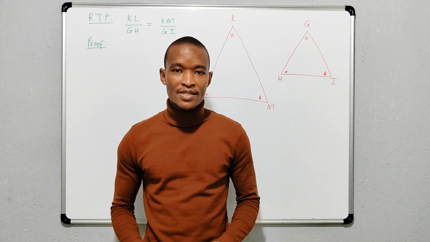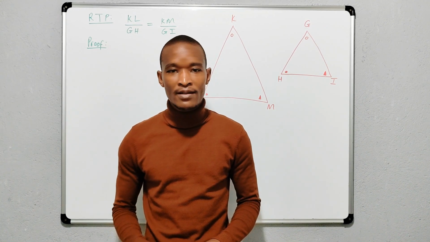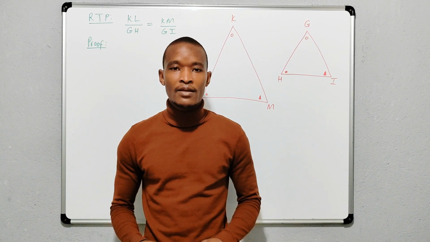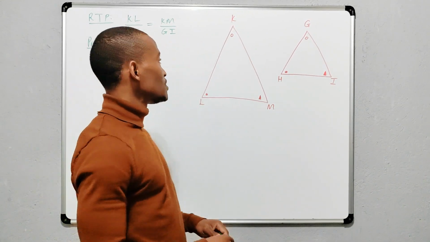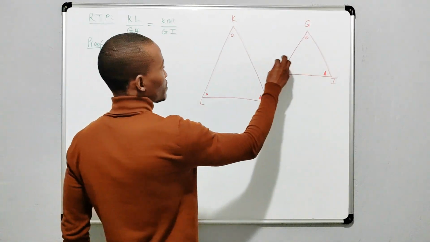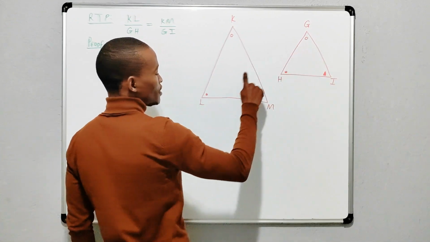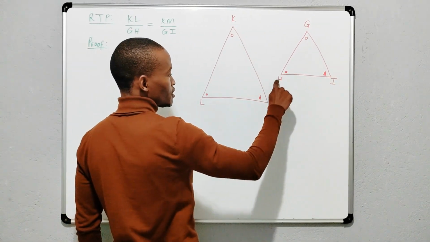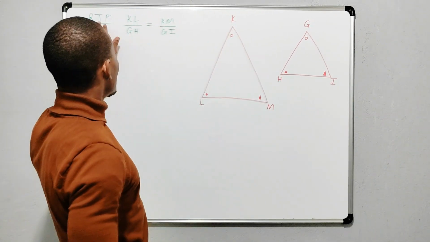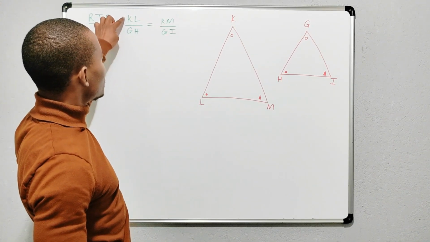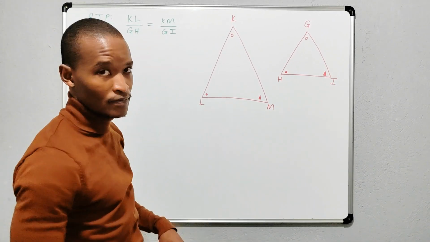We are now at theorem 6 of 7. This theorem says if two triangles are equiangular, then their corresponding sides are in proportion. So we see it here on the board. There are the two triangles, and we are given that angle K is equal to angle G, angle L is equal to angle H, and angle M is equal to angle I. What are we required to prove? KL over GH is equal to KM over GI.